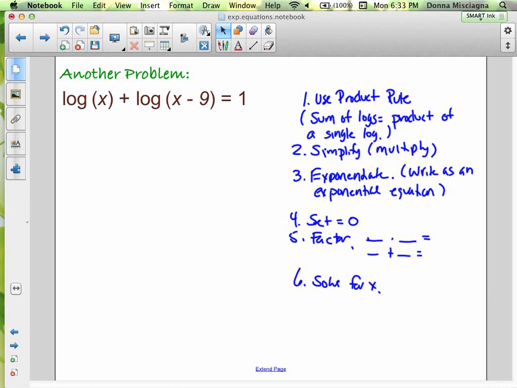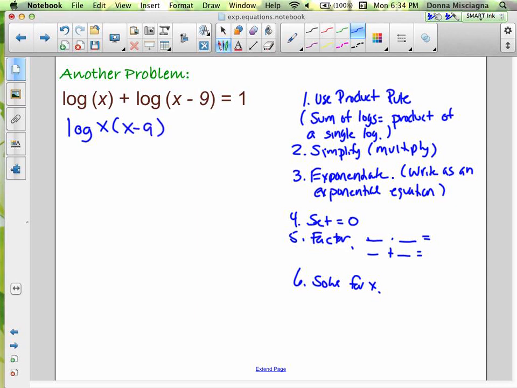All right, and it's a good idea to write the steps that I have on the right-hand side there in your notes. So we don't want to solve it with 2 logs. We want to condense that into a single log. So we're going to use the product rule, because we have a sum of logs, and a sum of logs equals the log of a product. So we can rewrite this as log x times x minus 9 equals 1. And now we only have 1 log.